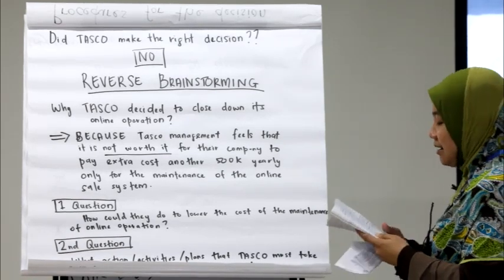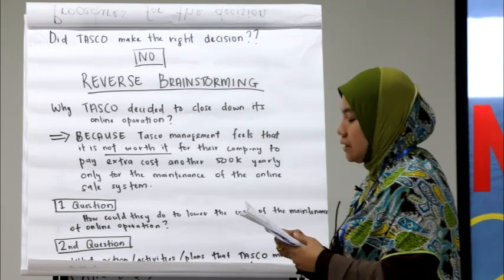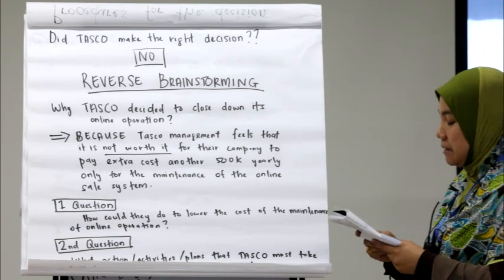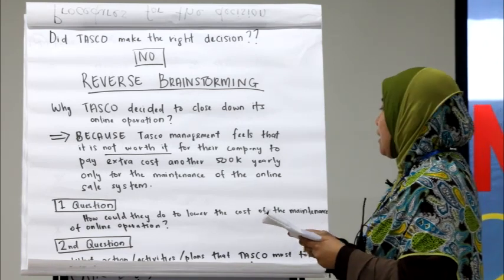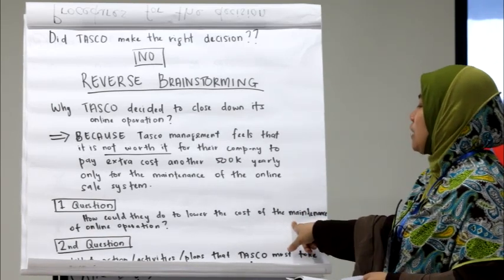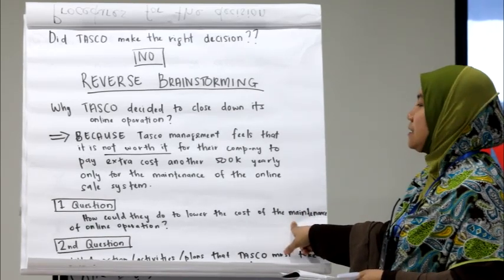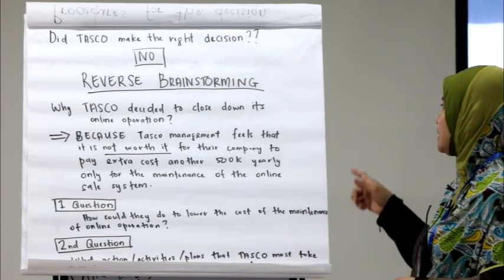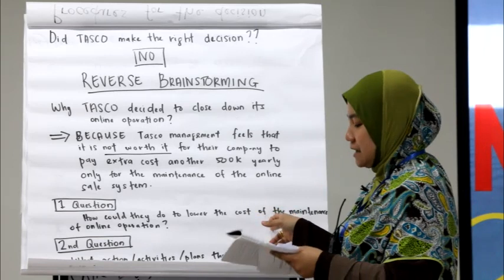So, if Tasco feels it is not worth it for them to pay another 500k yearly for the online maintenance system, how could they lower the cost of the maintenance of online operation? That is the first question that we want to reverse and brainstorm the idea.